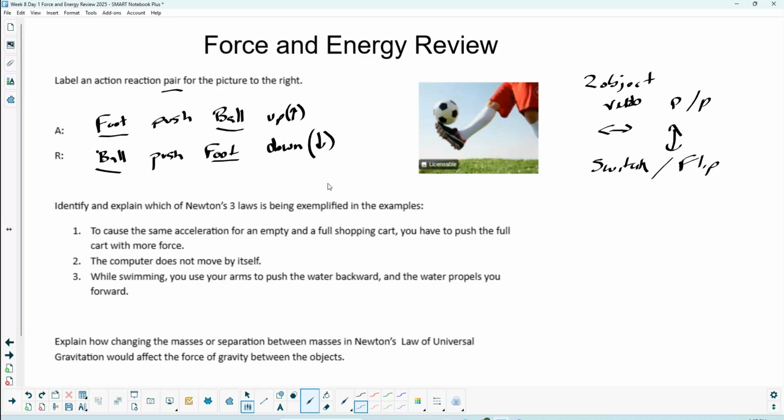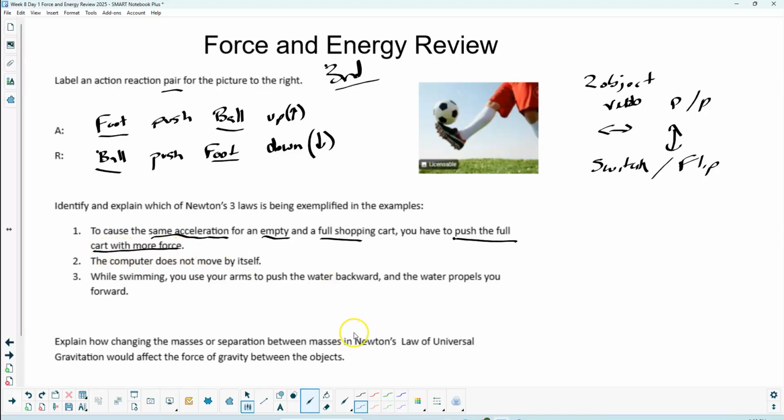For the next set, we're dealing with Newton's third law. Action-reaction pairs are part of Newton's third law, but we're going to talk about the three laws and explain why you think the law is related to the statement. The first one says to cause the same acceleration for an empty and a full shopping cart, you have to push a full cart with more force.